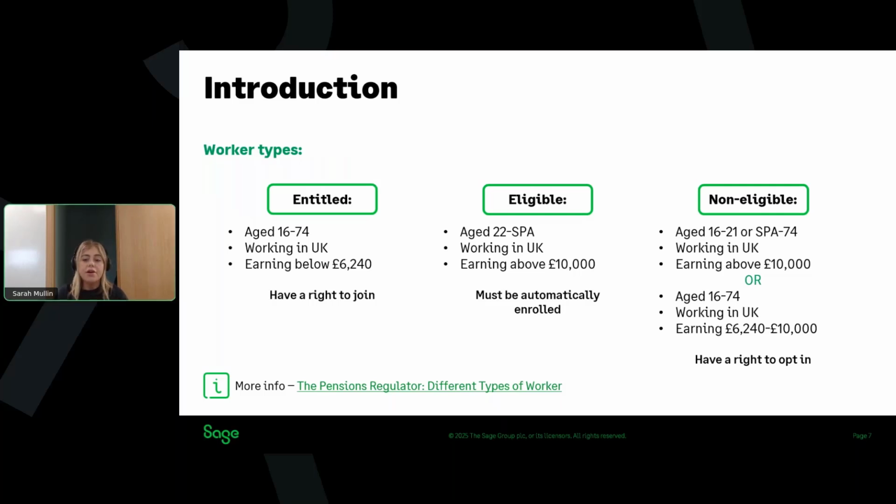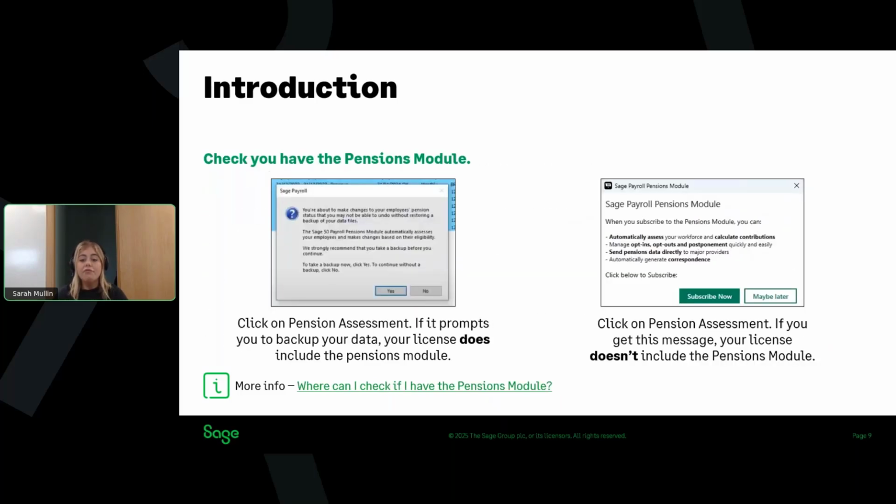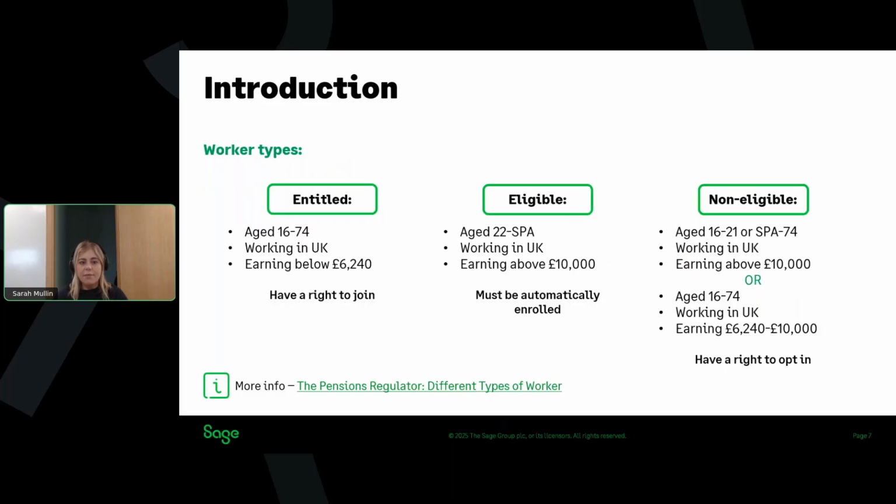Next, you have your eligible workers. So they're going to be aged 22 up to state pension age, again working in the UK, but they'll be earning above £10,000. Now, these are the employees that have to be automatically enrolled into your pension scheme. So no ifs or buts with that one. If they meet that criteria, they will be automatically enrolled.